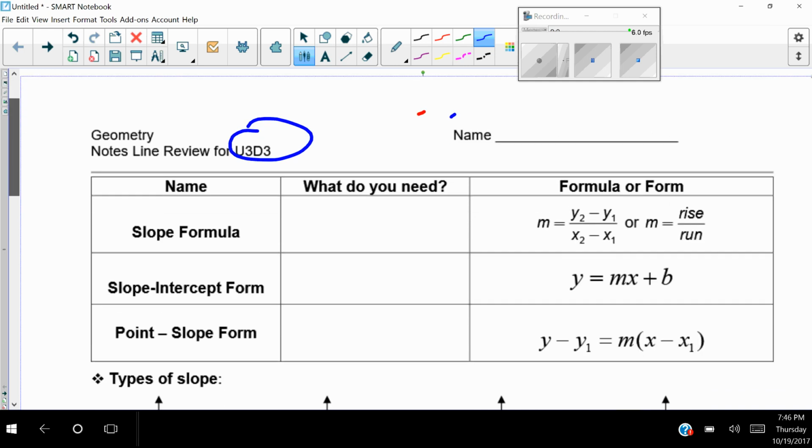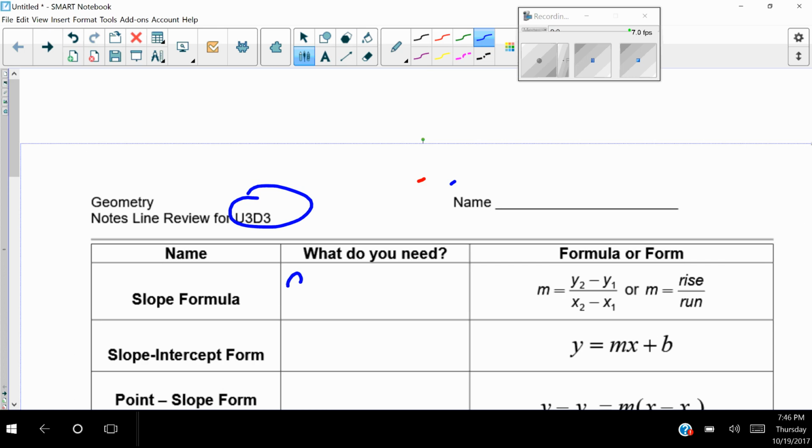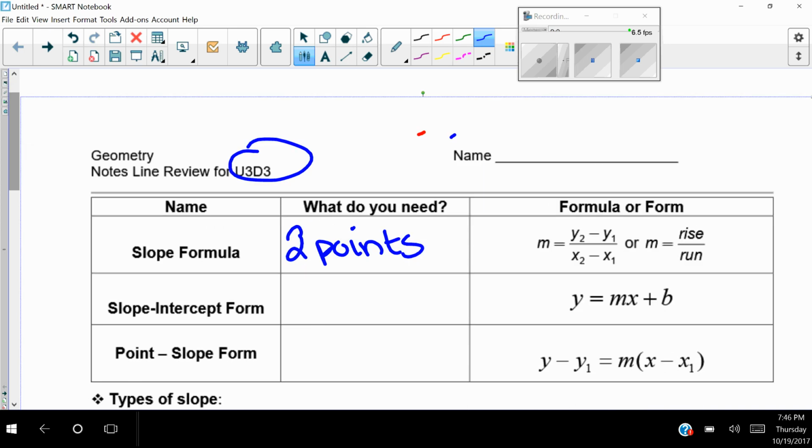We need to know the slope formula. What you'll need is 2 points. We need 2 ordered pairs to figure out the slope. And the formula is y minus y divided by x minus x. Or if we have a graph, our slope is rise over run. What's really important here is that you remember that slope is represented with an m. M means slope.